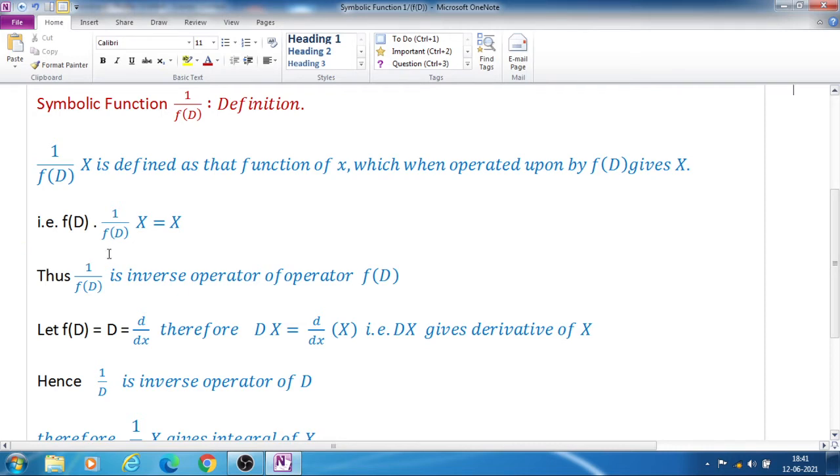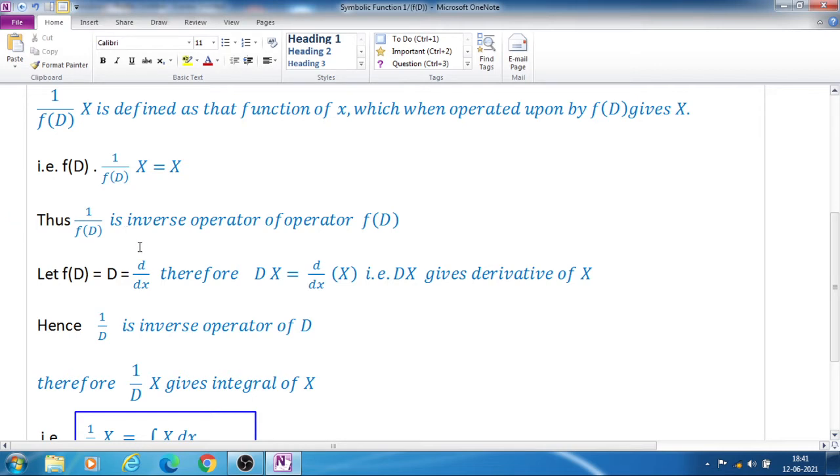This is similar to arithmetic, where x into 1 upon x gives 1. Like that f(D) into 1 upon f(D) would cancel and leave only X, but it is not quite like that. 1 upon f(D) has a specific meaning: it is the inverse operator of the operator f(D). f(D) is a polynomial in capital D, and capital D is nothing but d by dx.